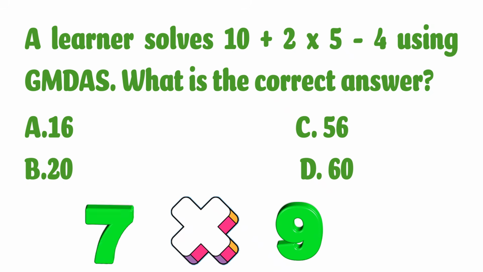Next, a learner solves 10 plus 2 times 5 minus 4 using GMDAS. What is the correct answer? A. 16. B. 20. C. 56. And D. 60. Solve first the equation to get the correct answer and write the letter of the correct answer on your 1/4.